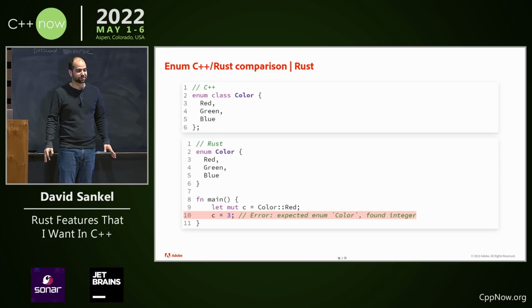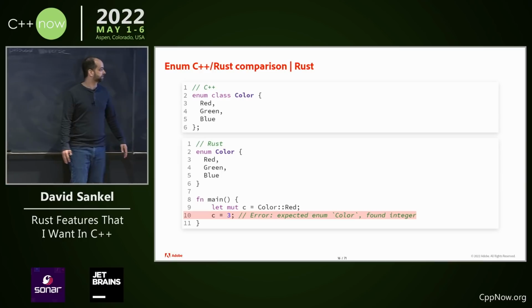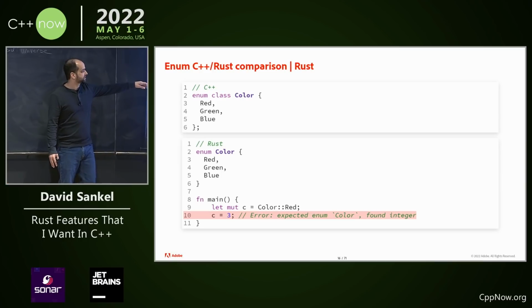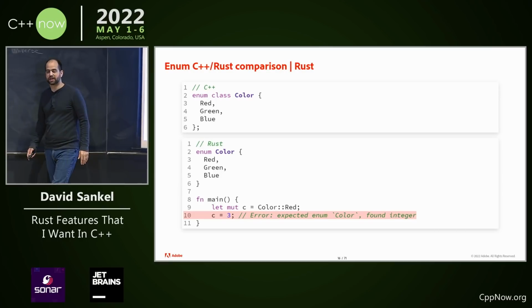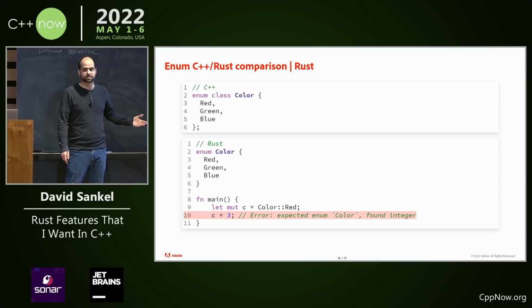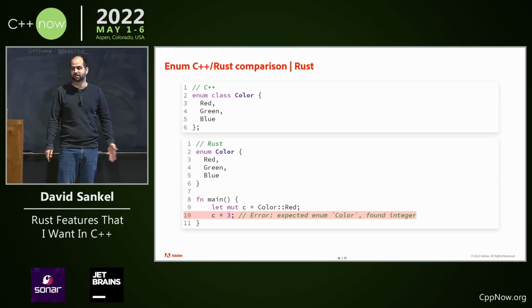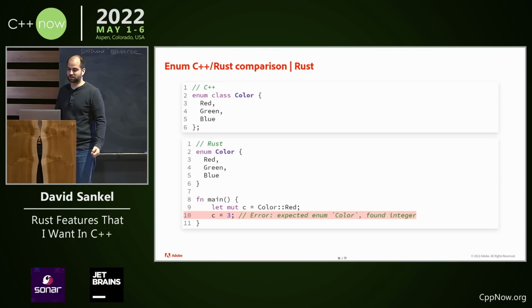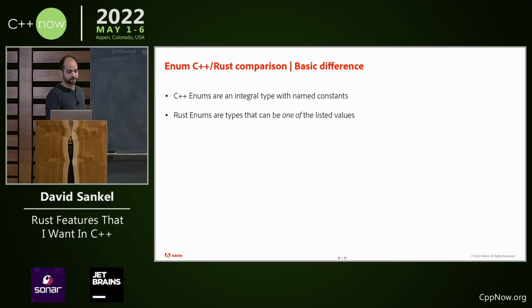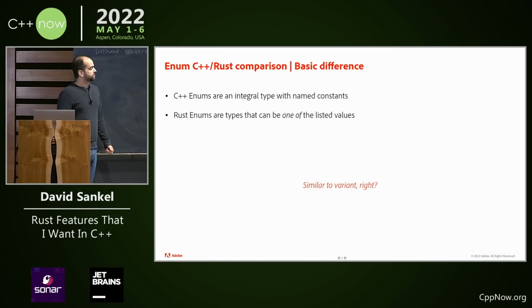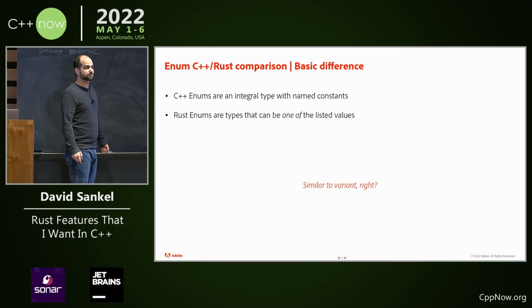There's no way for you to create a value of this enum type that isn't red, green, or blue. It just doesn't allow you to do that. It's not an int with named constants. It's just one of those 3 things. All right, that's how it works. So, yeah, this is what I just said. This is kind of similar to a variant, right?